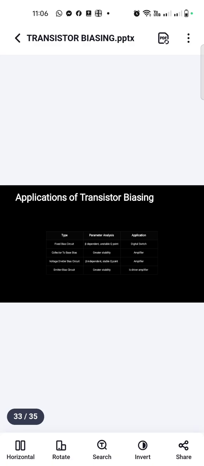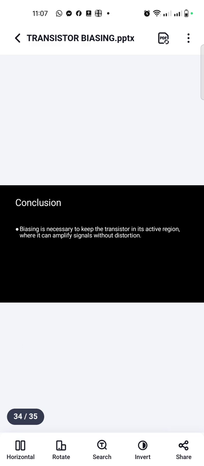Next one, voltage divider bias. Here the beta is independent and the Q point is stable. This is also used as an amplifier. Next one, emitter bias circuit. This is also greater stability, and where we apply this emitter bias circuit: IC driver amplifier. Okay, then conclusion. So biasing is necessary to keep the transistor in its active region where it can amplify signals without distortion.